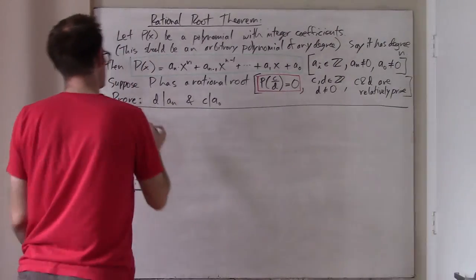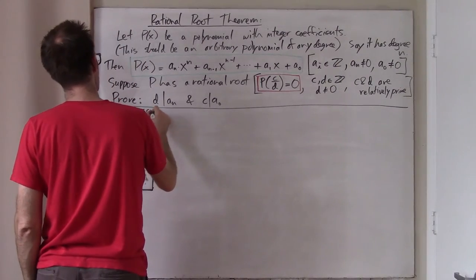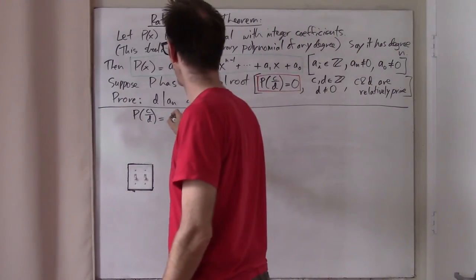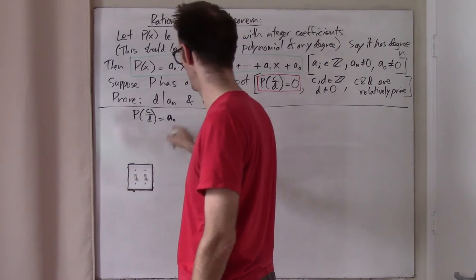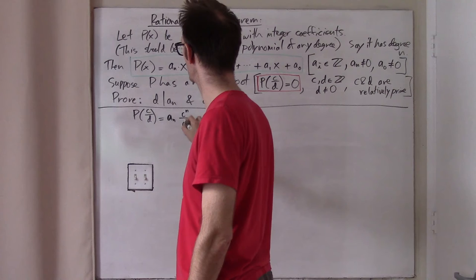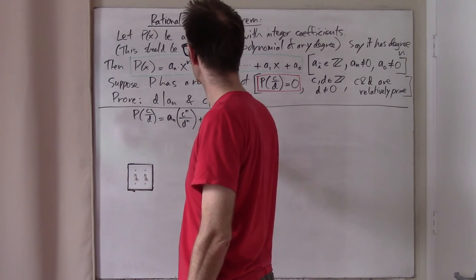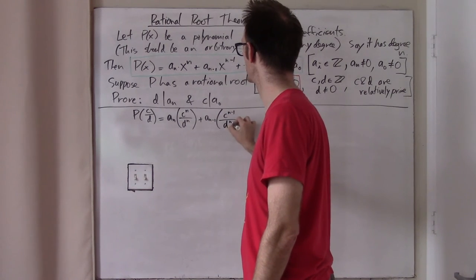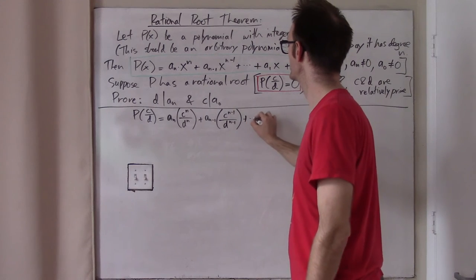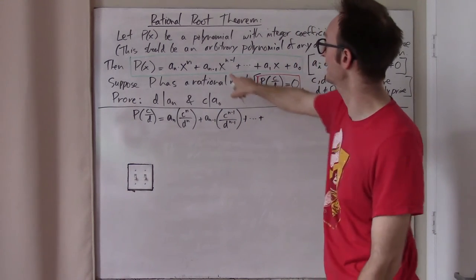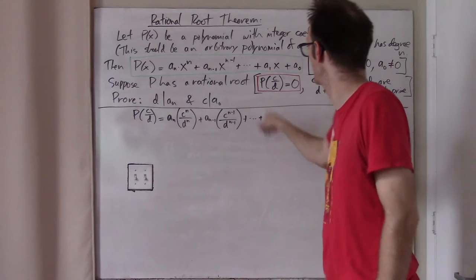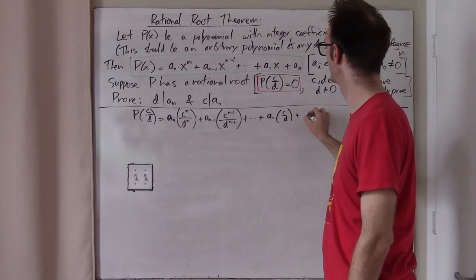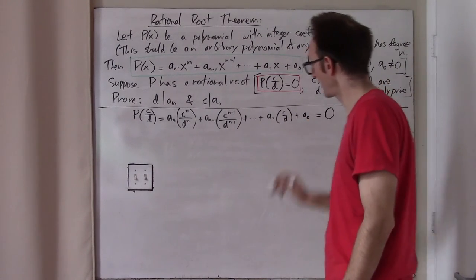Okay, I'm going to do the only thing there is to do, which is just plug this number in. So what is P of C over D? Well, when you plug this in, you just get a big ugly mess, right? Don't be scared. You get a sub n, C to the n over D to the n, plus a sub n minus 1 times C to the n minus 1 over D to the n minus 1, plus, and in general I'm just plugging in C over D everywhere we see an X, and then we get a sub 1 C over D plus a sub 0. And when I do that, I get 0.